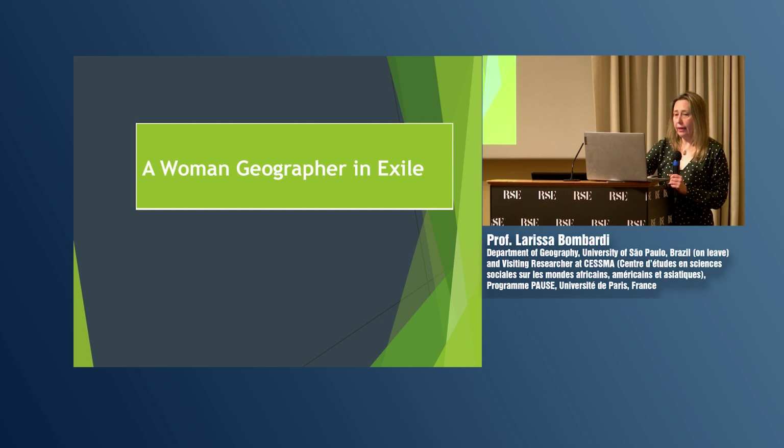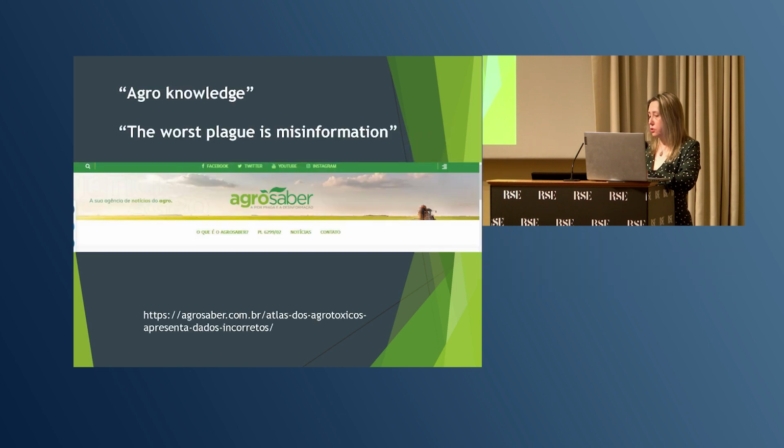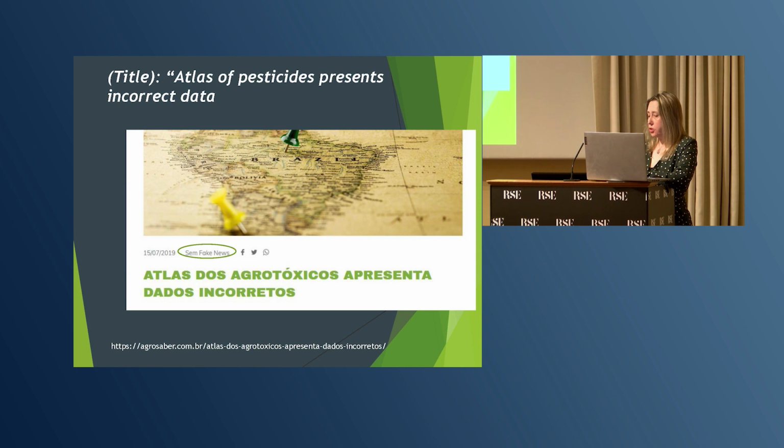And then the first threats were first to attempt to disqualify my research. So the agribusiness launched a platform, a website called AgroSaber, AgroKnowledge, and the subtitle is "The Worst Plague is Misinformation." And then they published that my atlas of pesticides presents incorrect data. And then you can see in this green ellipse, "same fake news," which means without fake news, like I was doing fake news with my research.